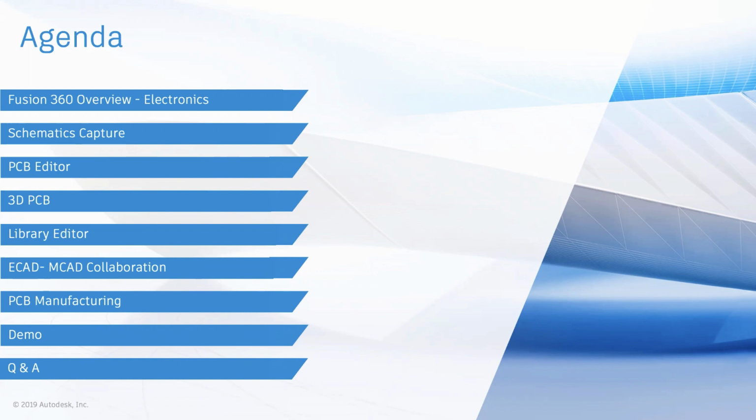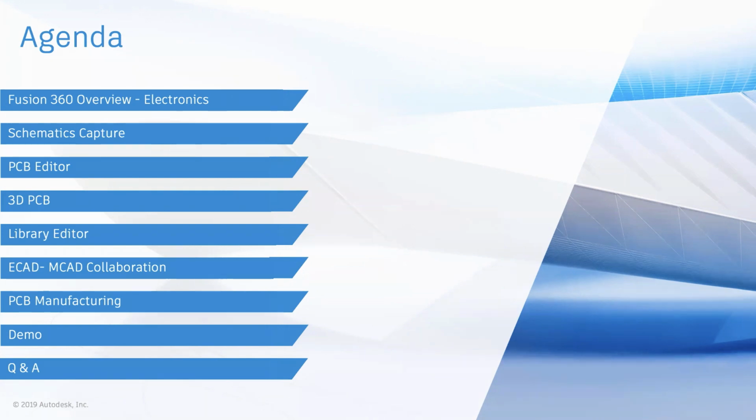That way you could get an understanding of what exactly is the idea behind having electromechanical design capabilities all under one platform. So we're going to go over a Fusion 360 overview, take a look at the schematic capabilities of Fusion 360, the circuit board, 3D PCB, talk a little bit about the library editor and the ECAD and MCAD collaboration. And we're going to be going through a very simple example. That way you could really grasp all of the capabilities in designing under one platform.